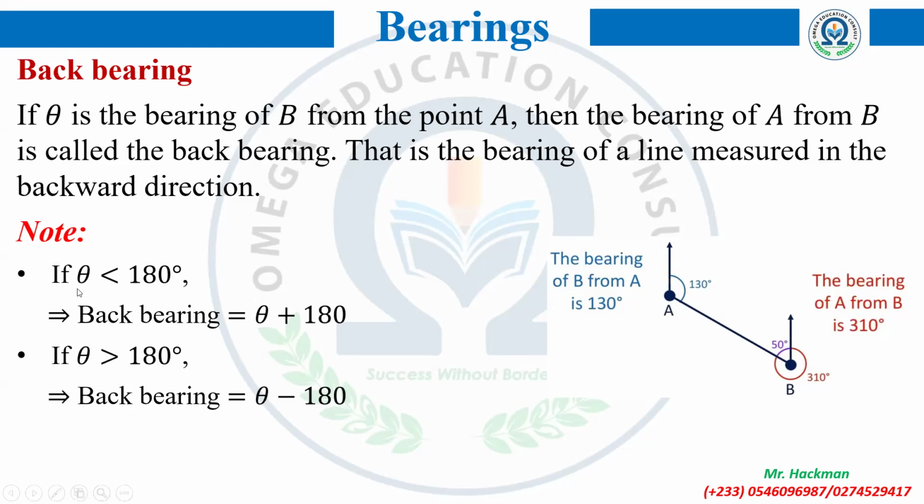So if theta, the theta that we have here, is the forward bearing, anytime you see this, it will be the angle that is known. So your angle that is known, which is the bearing angle, becomes the forward bearing. So if your forward bearing angle is less than 180, then your back bearing will be equal to theta, which is your forward bearing angle, plus 180. So if your angle is less than 180, just add 180. It will give you the back bearing. And if your angle is greater than 180, subtract 180 from the front bearing angle. As simple as that. We can use modulo as well, but I think this one is okay.